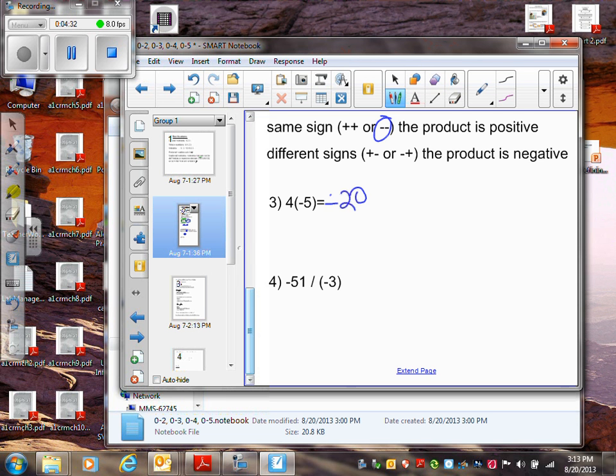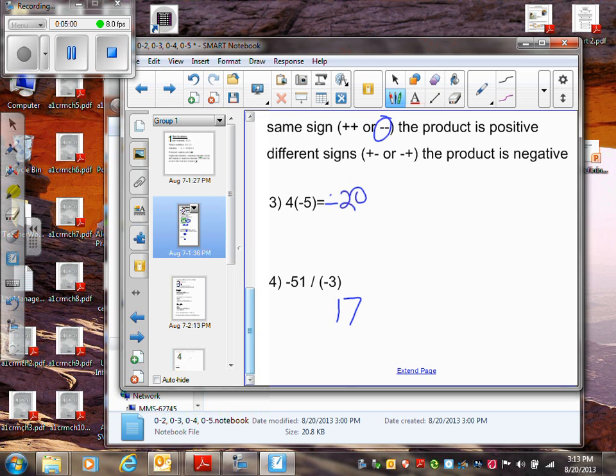51 divided by 3, I believe, is 17. And we're dividing a negative. Let's see, I should work this one out. They cancel out, because they have the same signs. Same sign, product is positive. So just remember that.